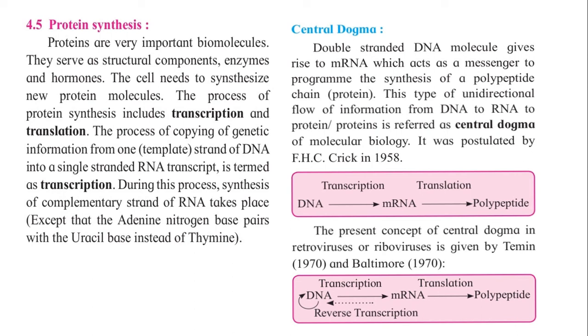This type of unidirectional flow of information from DNA to RNA to proteins is referred to as the central dogma of molecular biology. It was postulated by F.H.C. Crick in 1958, as shown in the figure. The concept of central dogma in retroviruses or riboviruses was given by Temin in 1970 and Baltimore in 1970, as shown in the figure.